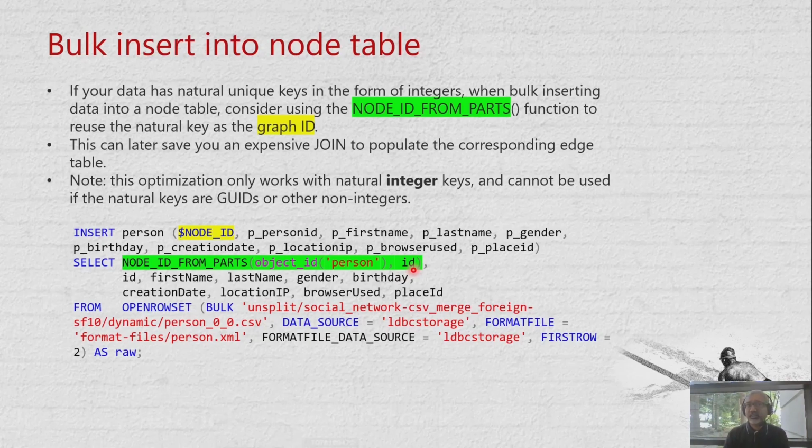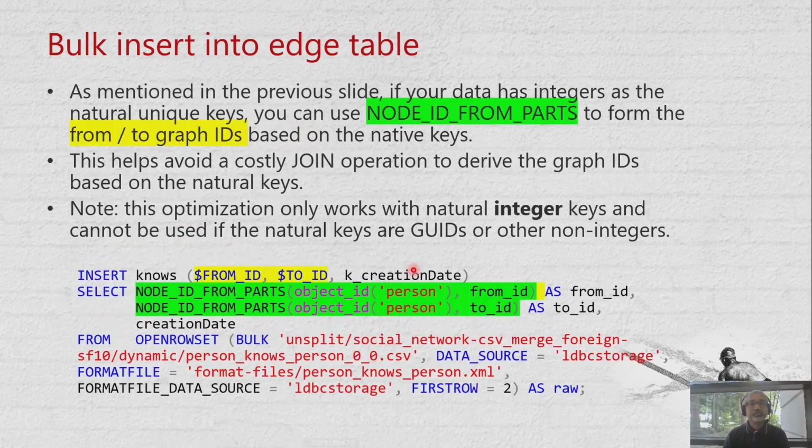So consider using natural keys if you can. That's the summary of this particular tip. And where sometimes it's not feasible, obviously you have no choice because it's a string or a GUID, which is the natural key. Then of course you have no choice. You let SQL pick the node ID column for you in that case.